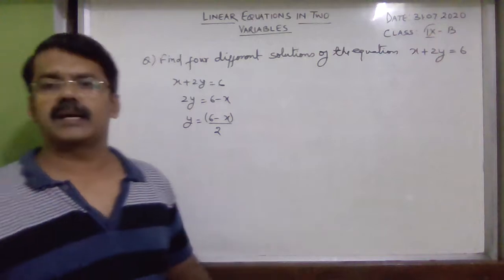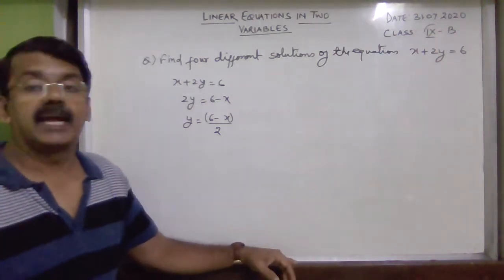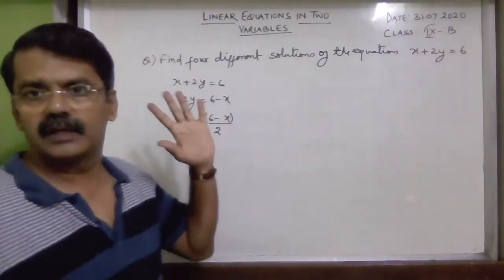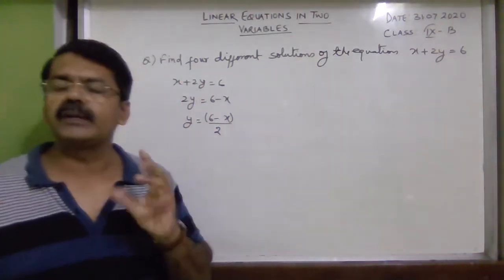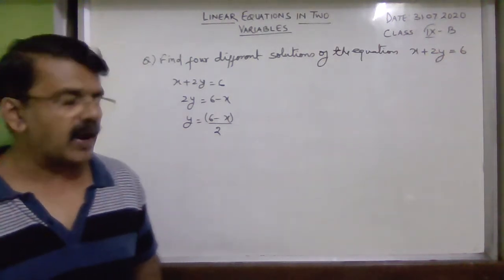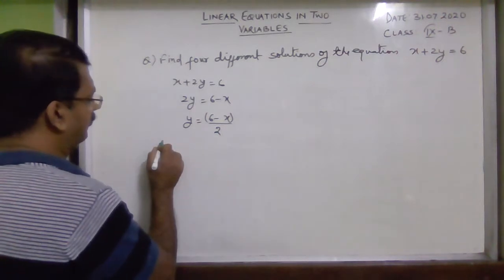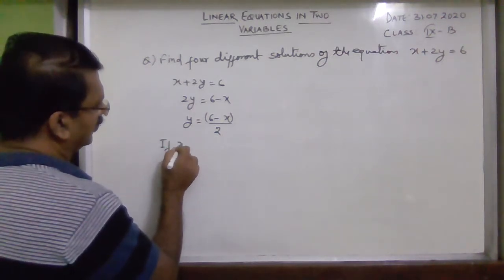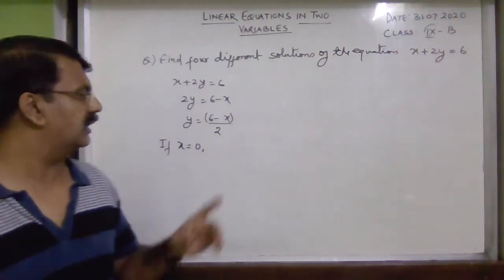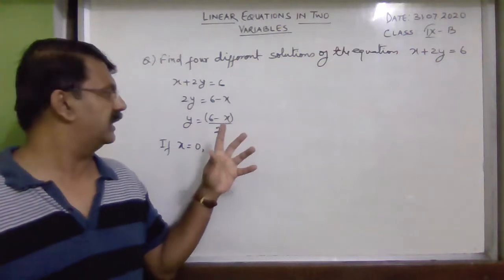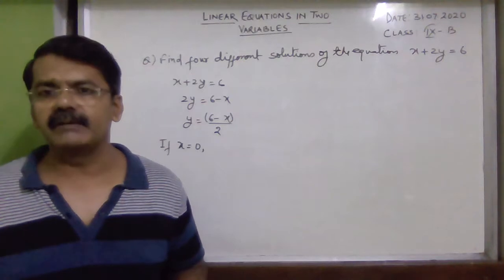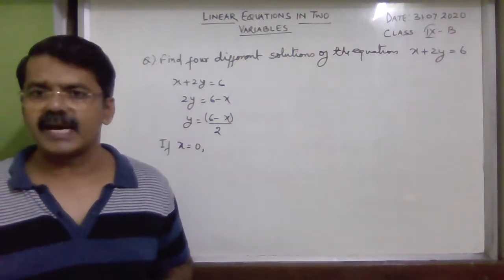That is why this linear equation in 2 variables has infinitely many solutions. But here they want only 4 solutions. Now we will put 4 different values of x, and we will write down the corresponding values of y. So if x is equal to 0. Now see, we are putting values of x in such a way that the numerator is an even number, so it can be divided by 2, so that the fractions are avoided.